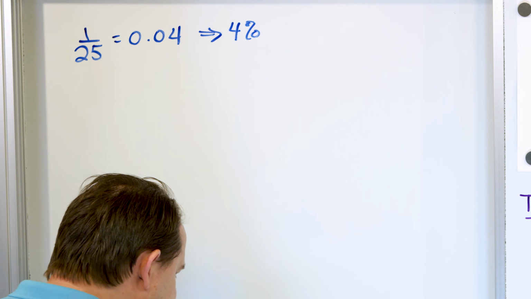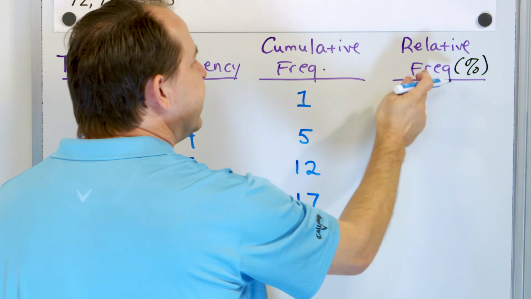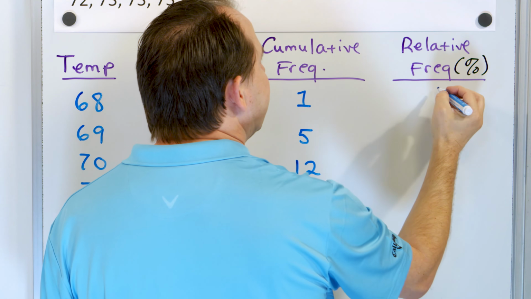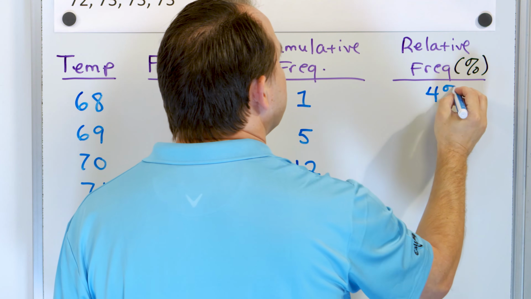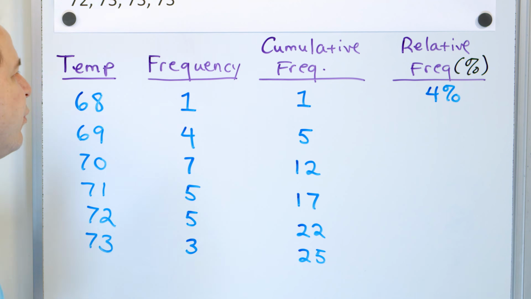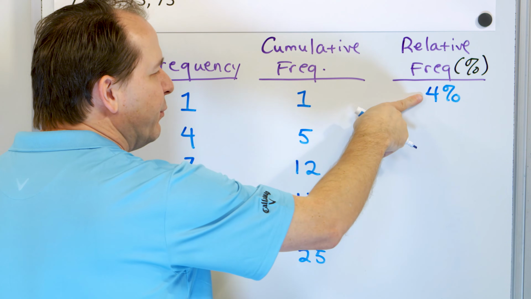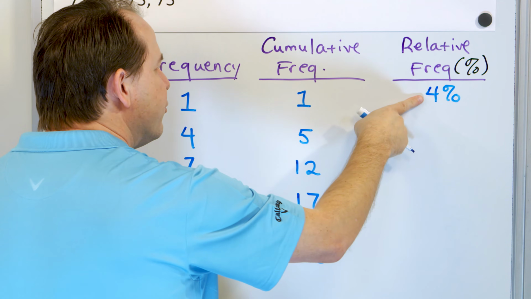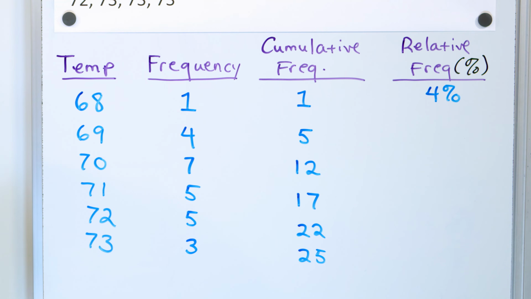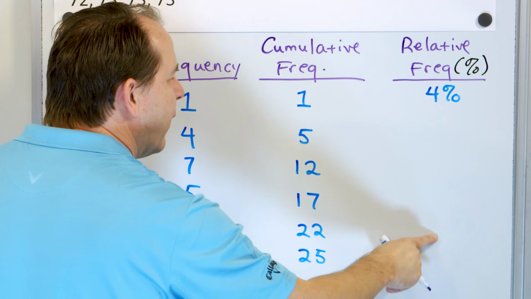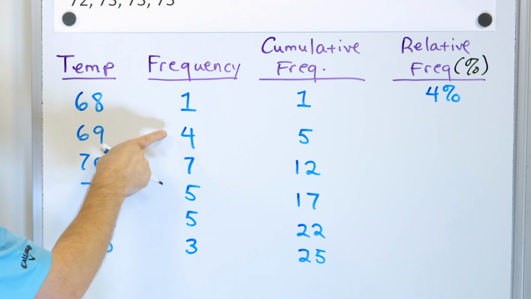And so what that does is you come over here and say the relative frequency as a percentage is 4%. And without filling out the rest of the table, you know immediately that 4% of the people that answered this survey in your neighborhood actually wanted this temperature. And we expect the numbers to go up from here because we had more respondents here. So let's take a look at this one.